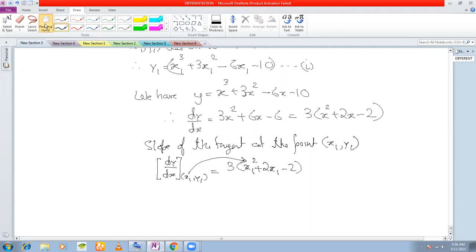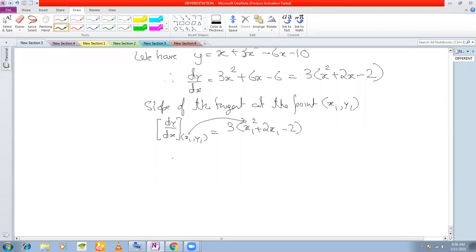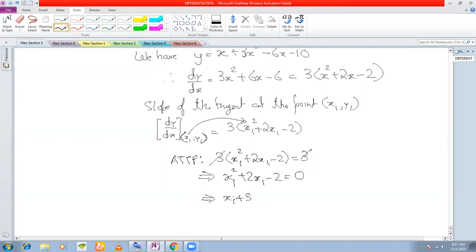Okay. Now, what is the slope given here at the point x1 y1? At the point x1 y1, what should be the slope? The slope must be 3, isn't it? So thrice x1 square plus twice x1 minus 2 must be equal to 3, because we have said that the slope at the point x1 y1 is 3. So that means here what happens, if 3 cancels, you get a quadratic, in fact. Okay. And to factorize this quadratic into 2 factors, x1 plus 3 into x1 minus 1.